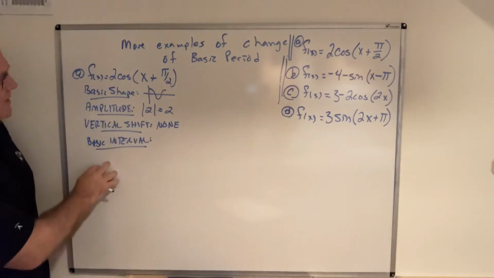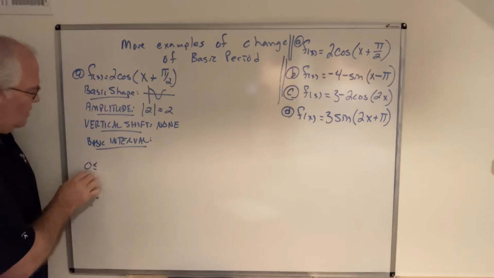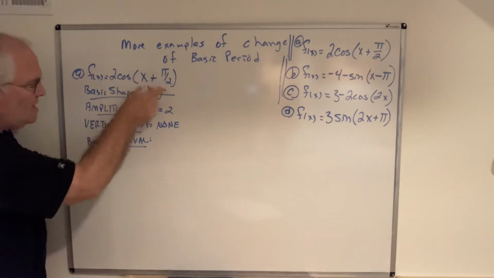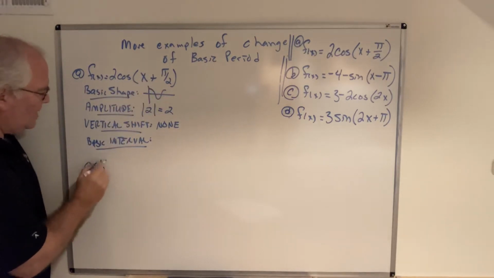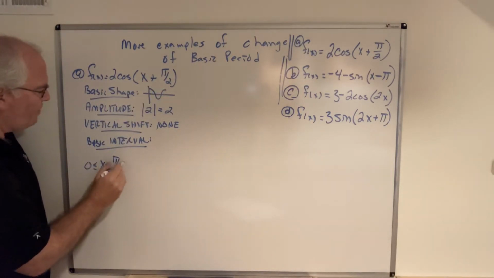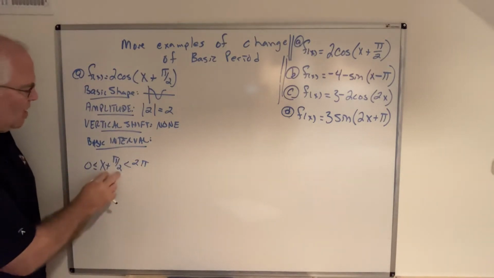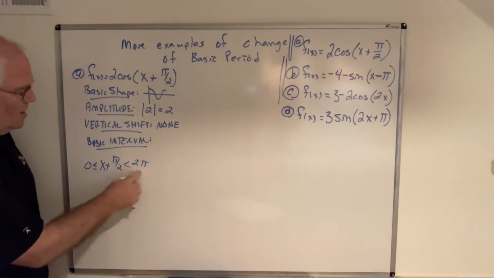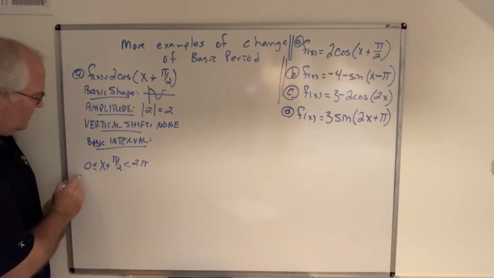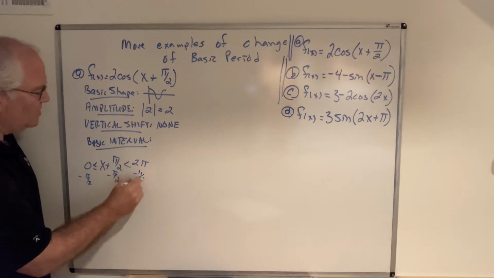And again, let's do this. We're going to take this expression and put it between 0 less than or equal to, copy, paste. Copy this expression, paste it here, x plus pi over 2, which is less than 2 pi. And then solve for x in the middle. In this case, we need to subtract pi over 2 from all 3 places. So we need to subtract pi over 2 here. We need to subtract pi over 2 here and subtract pi over 2 here.